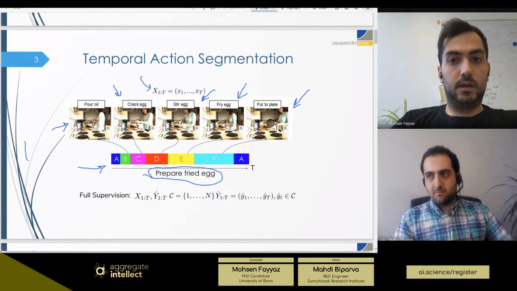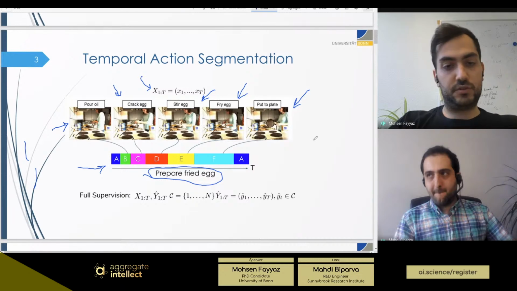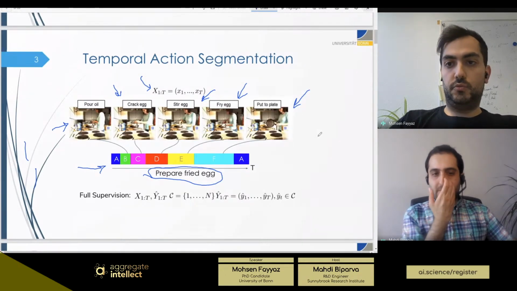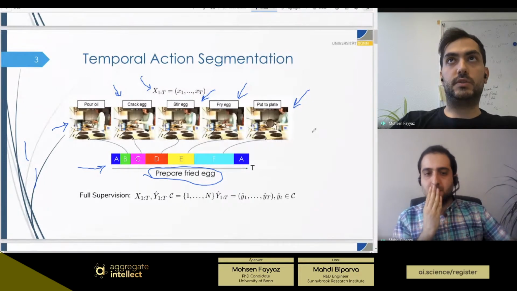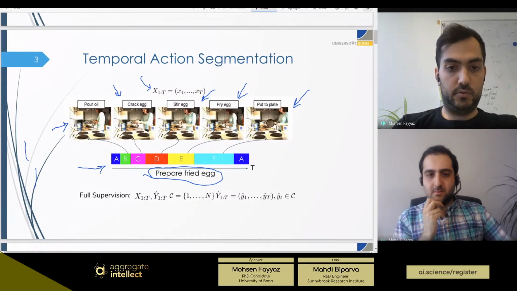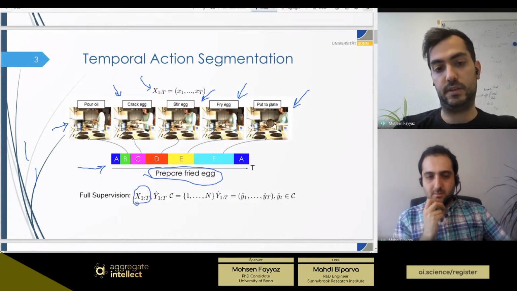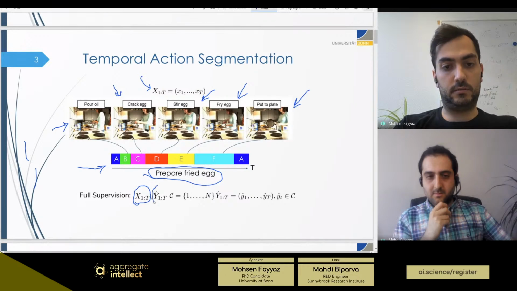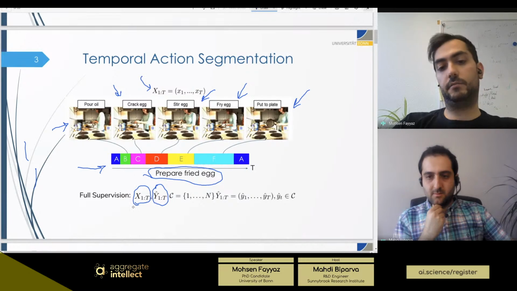So the first solution that comes to mind is using full supervision for training our deep learning models to be able to temporally segment the untrimmed videos for us. For example, if we have a video which has T frames, we call them X. For the supervision, we have Y, which is the label for every frame.